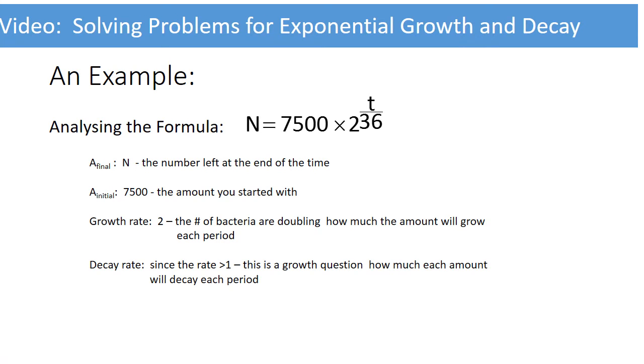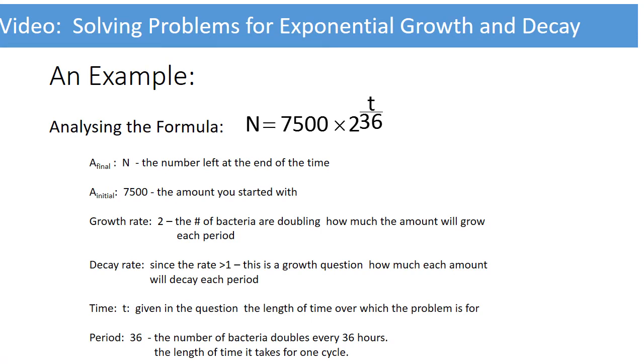Since the rate is greater than 1, there is no decay rate. Time, given in the question, is the unknown t. That is what we're trying to solve. And the period, 36, is because the number of bacteria doubles every 36 hours. This is the length of one cycle.